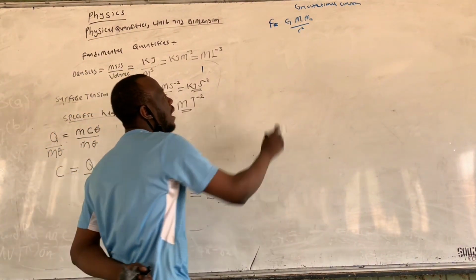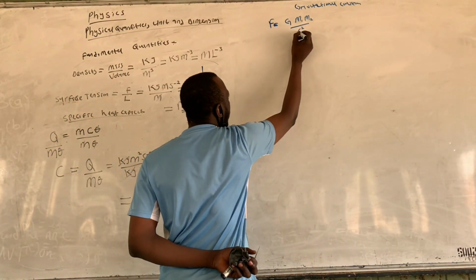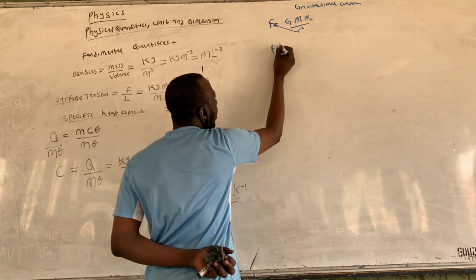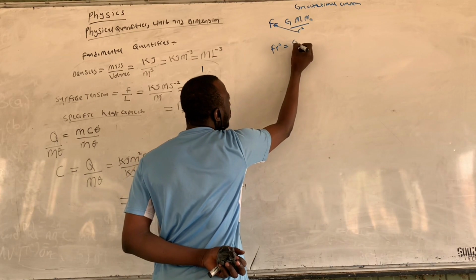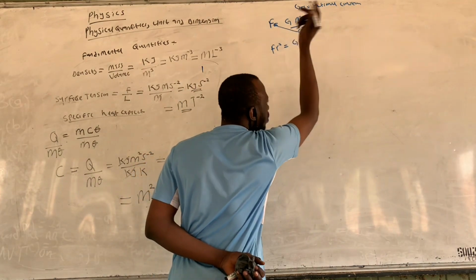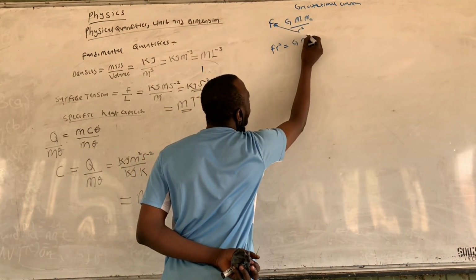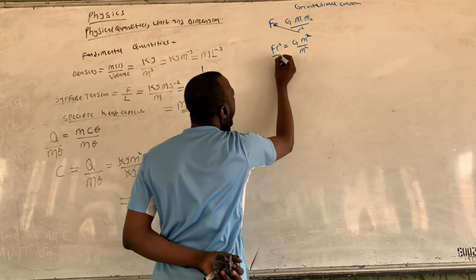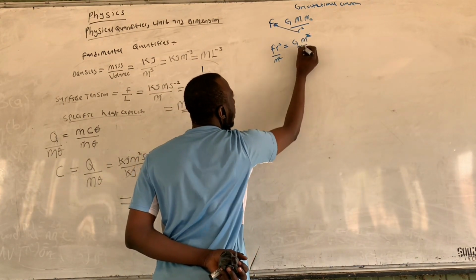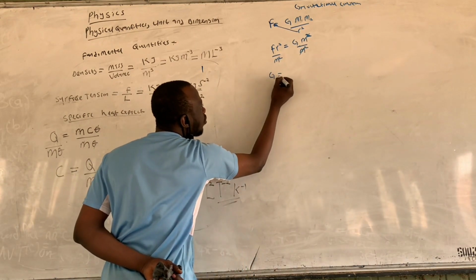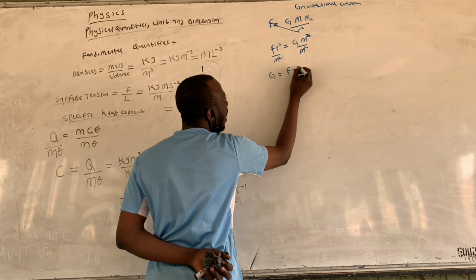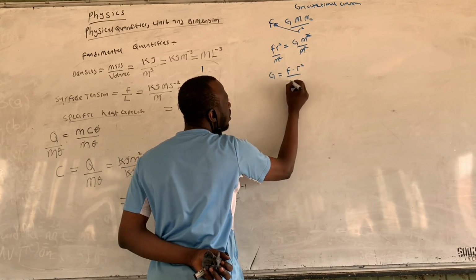So from here we can rearrange like this. F r squared equals G times M times m, where I can just put m squared, for example, over r squared. So this cancels out this. Here our G equals what? Now we have F times r squared over mass squared.